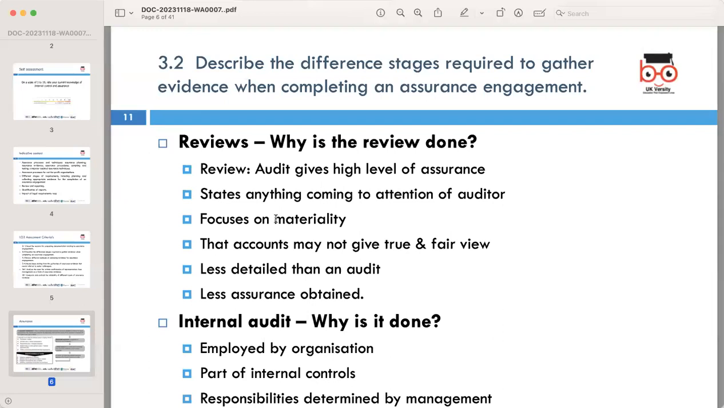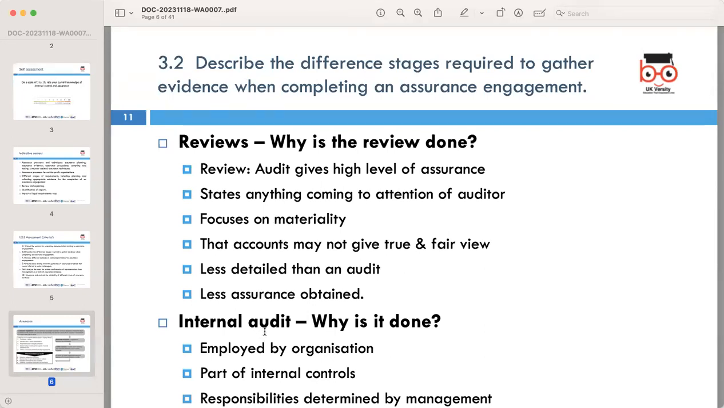So during a review, we look at the big picture. We don't go into much detail, but we pay close attention to anything that might catch our eyes. The goal is to spot anything important that could affect the overall accuracy of the financial statements.